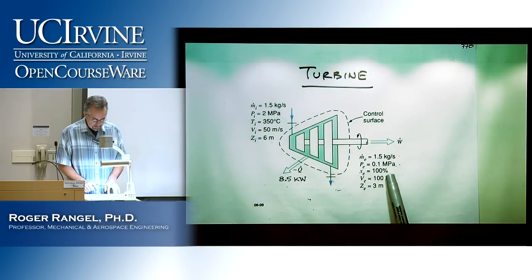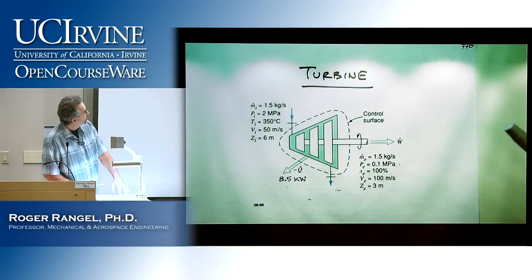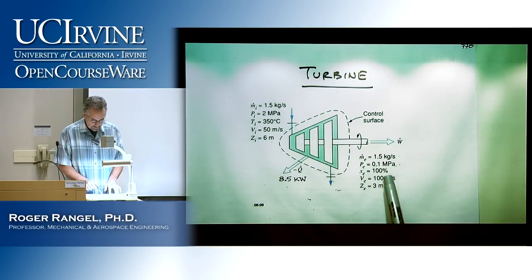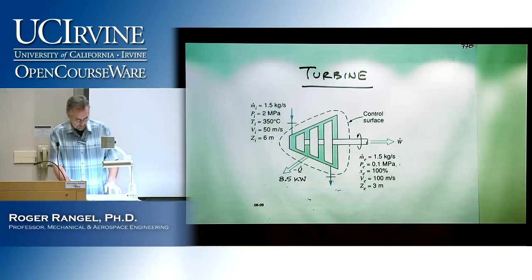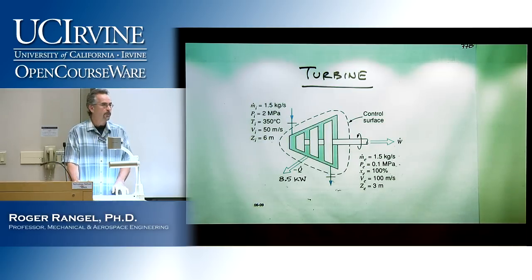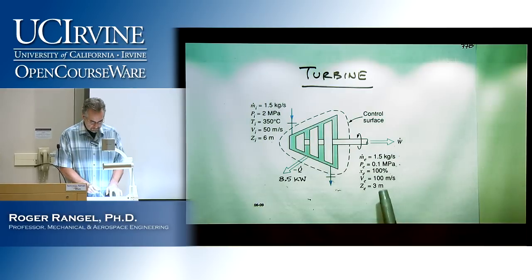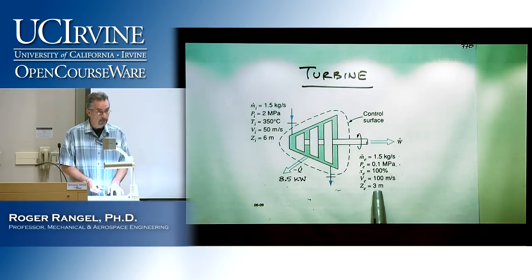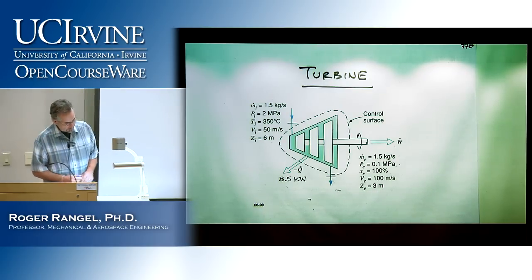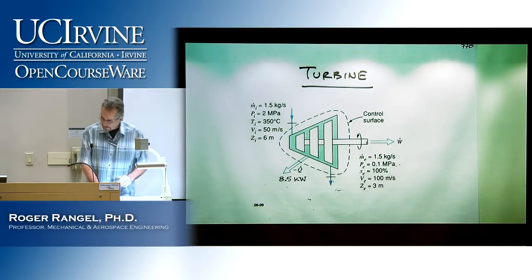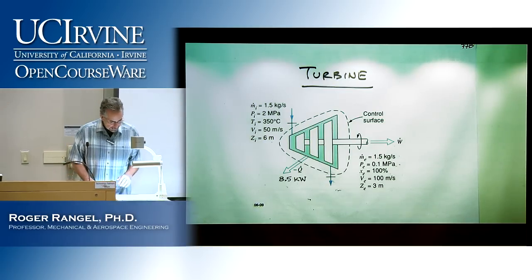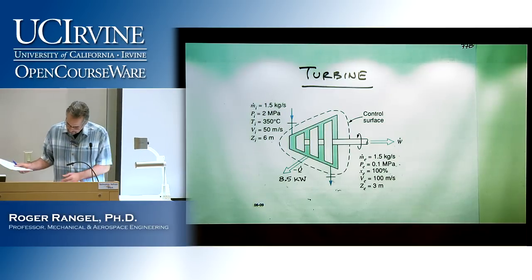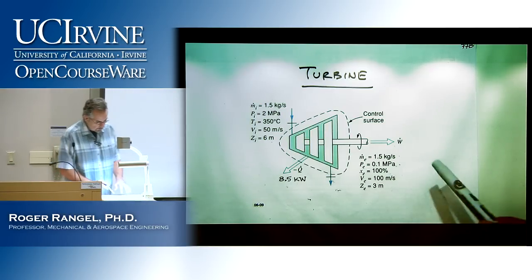We know the quality of the fluid exiting the turbine, in this case 100%, so the fluid is coming out as saturated vapor. We also know the velocity at which the fluid exits the turbine, 100 meters per second. And again, we have the height of the exit port located 3 meters above an arbitrary reference level. That's the data that is given to us. And then we are asked to determine the power that is produced by this turbine.